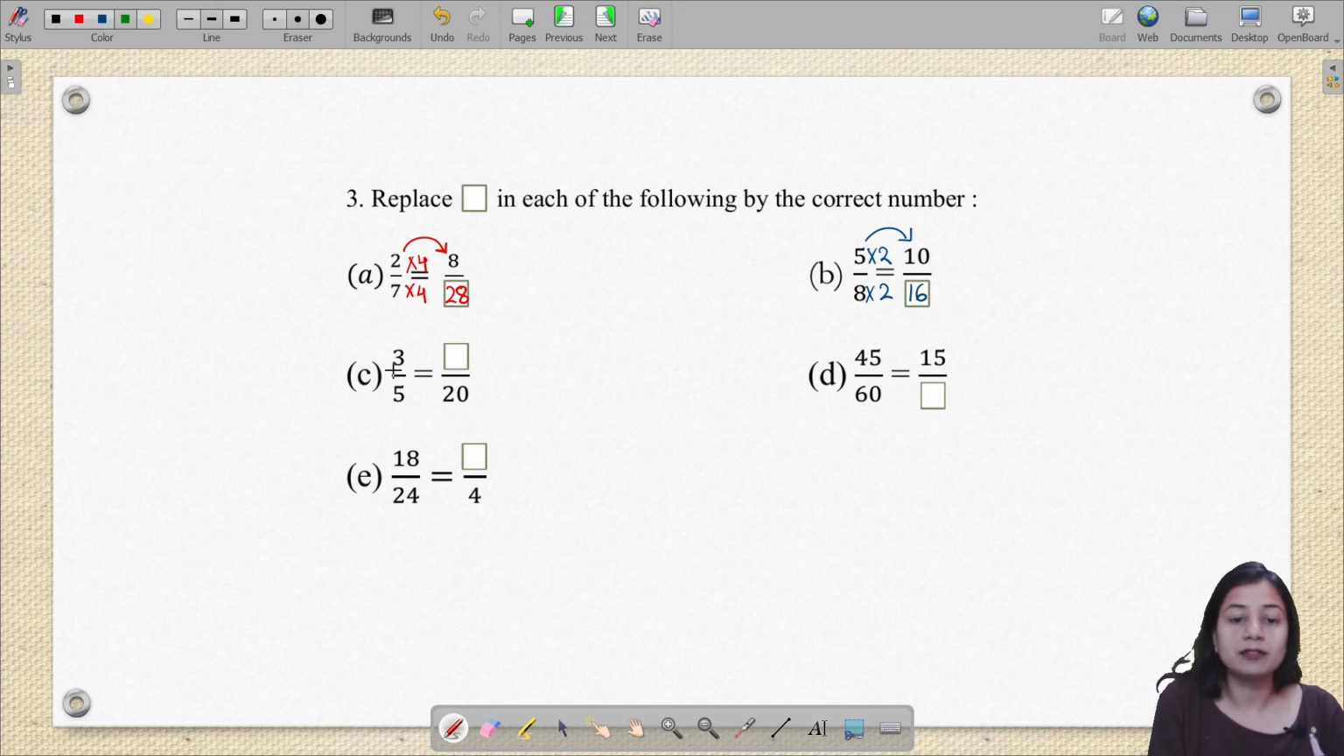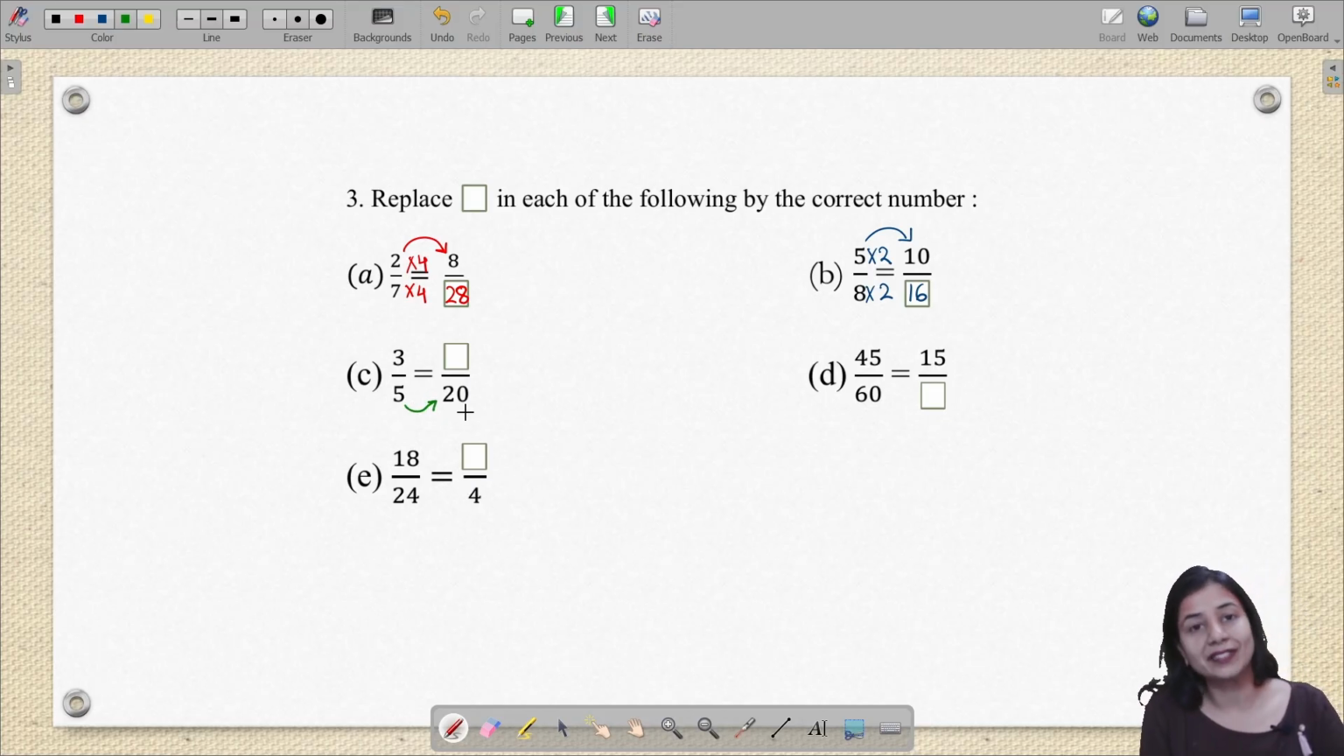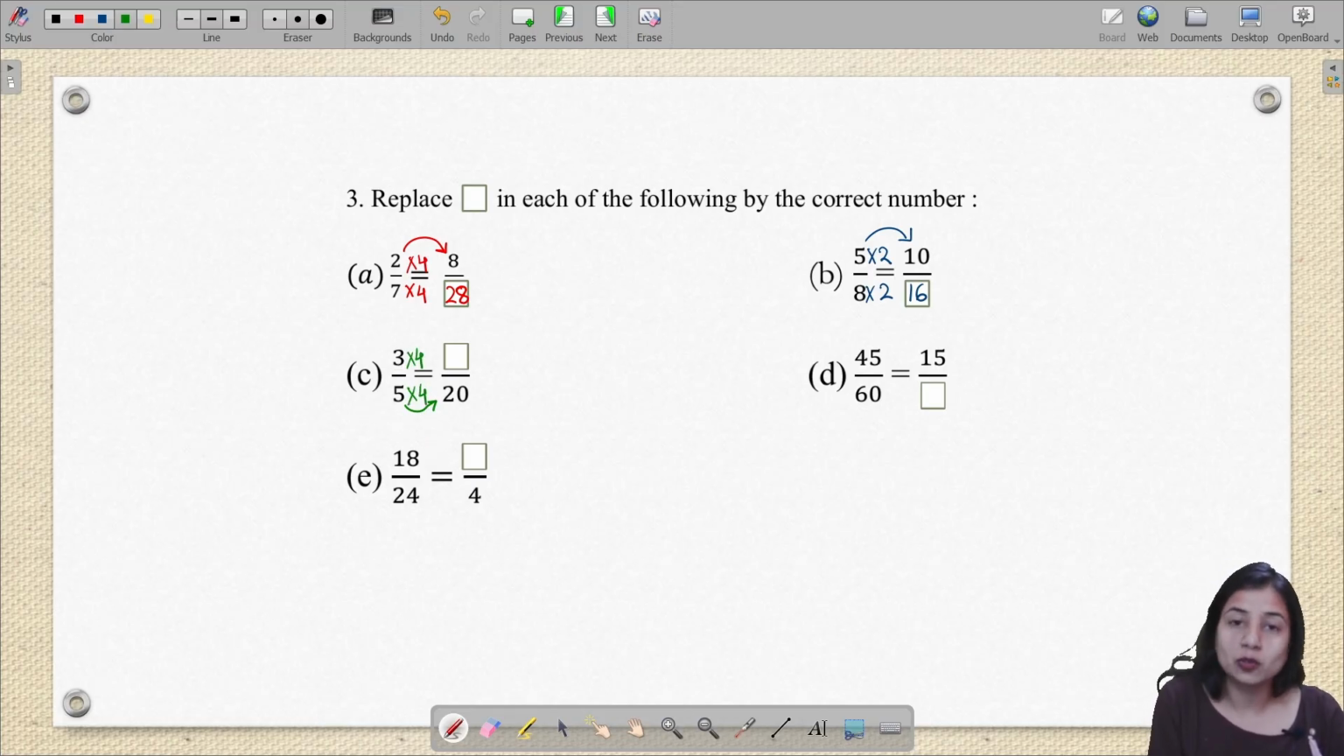Then C part, 3 by 5 is equal to, we have to find the numerator. We'll see the denominator. The value of the denominator is increasing, so here we are multiplying the denominator by 4. So obviously the numerator is also multiplied. So 3 times 4 is 12, giving us the equivalent fraction 12 by 20.